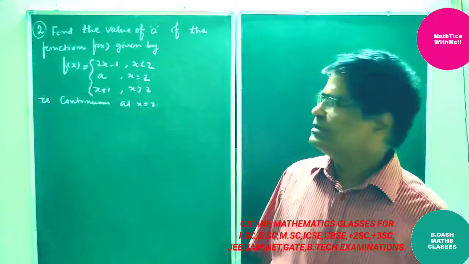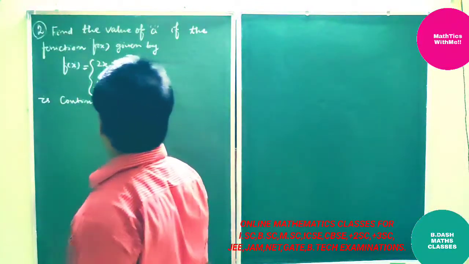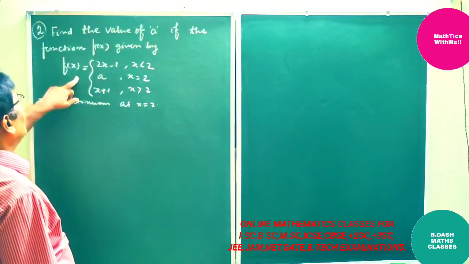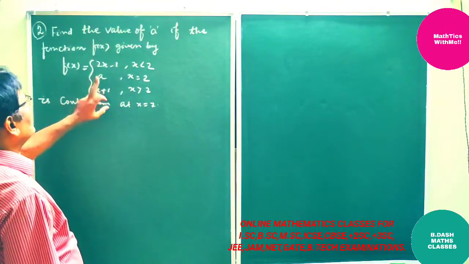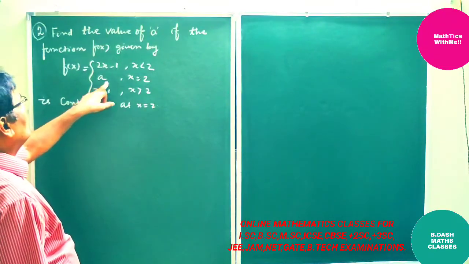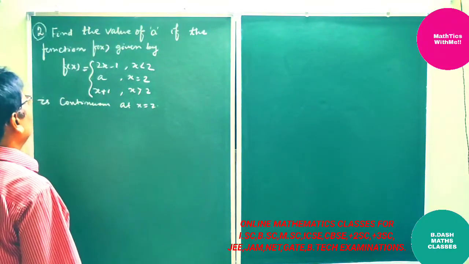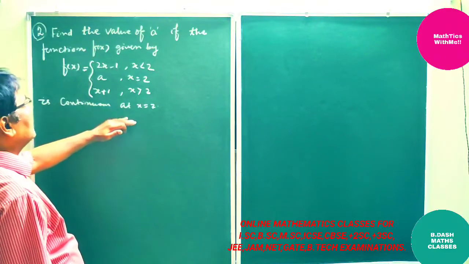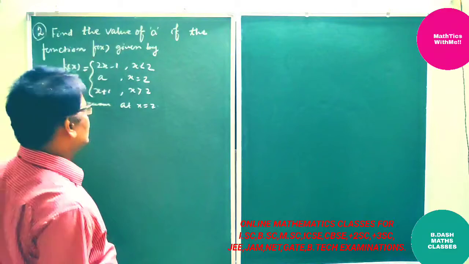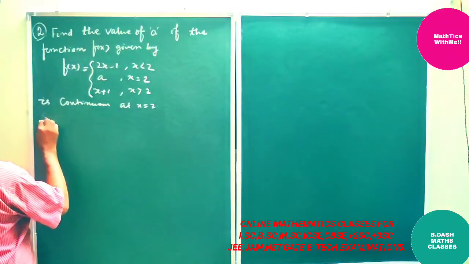Okay, our next problem is: find the value of a if the function f(x) is given by f(x) = 2x - 1 when x < 2, f(x) = a when x = 2, and f(x) = x + 1 when x > 2, is continuous at x = 2. Solution.